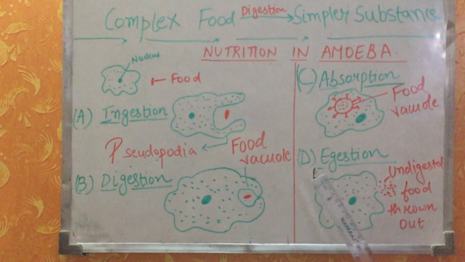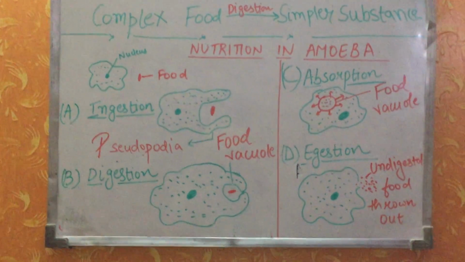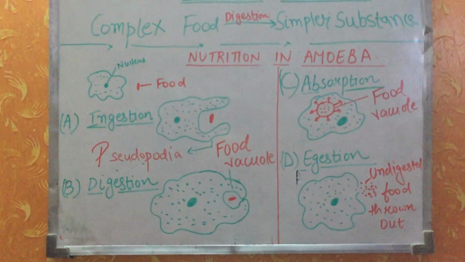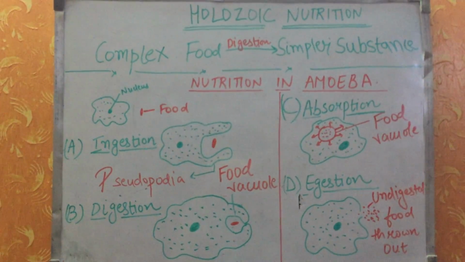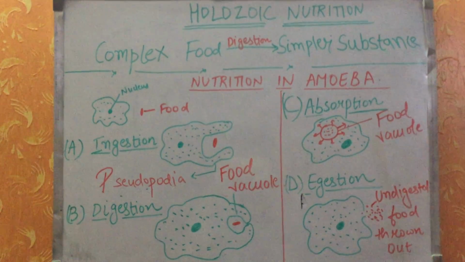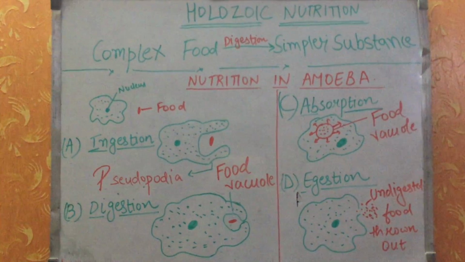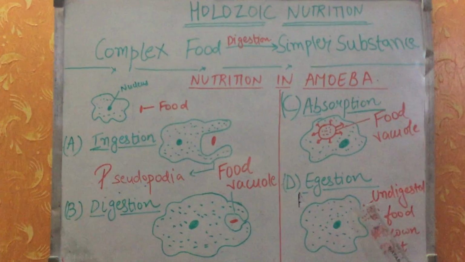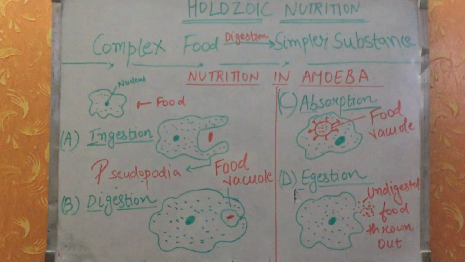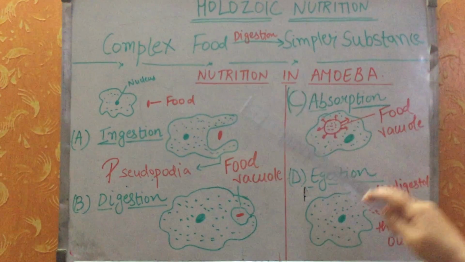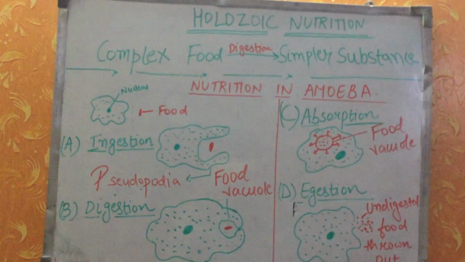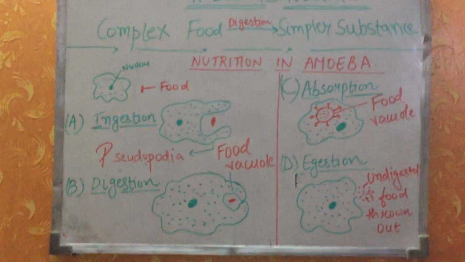Okay. The final step is egestion. Egestion is throwing out of the undigested food by the amoeba. The undigested food which is left in the food vacuole will be thrown out through the cell membrane. Okay, so these are the four steps involved in the nutrition of amoeba.